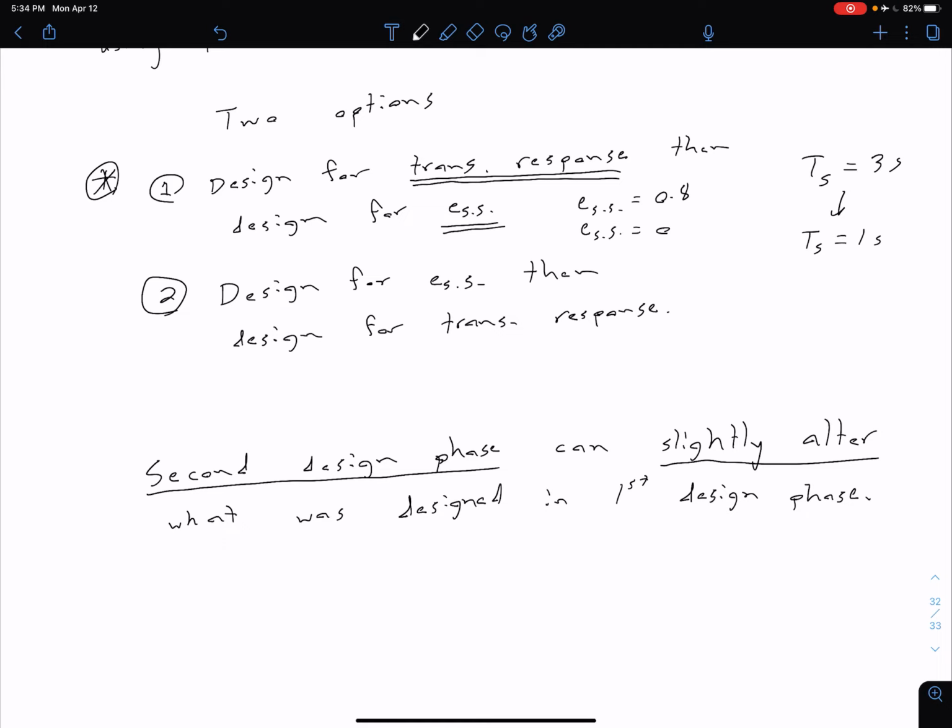Maybe in doing so, we no longer have this settling time of 1 second. Maybe we have a settling time of 0.8 seconds, or maybe it's a settling time of 2 seconds. The exact change we can't say without knowing the details of the system. However, it is always going to be slightly altered as we go through that second design phase, so just be aware of that. And again, that's true whether we're using method one or method two.